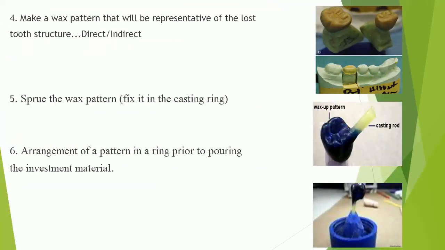The next step involves the making of the wax pattern that represents the lost tooth structure. It may be by the direct or indirect technique. Then the wax pattern is screwed or fixed in the casting ring assembly, and this is done by means of the screw or the wax channels. And the arrangement of the pattern in the ring should be proper, and all the technical considerations should be taken into mind. The length, the distance from the top, all of these things we will be discussing later on.